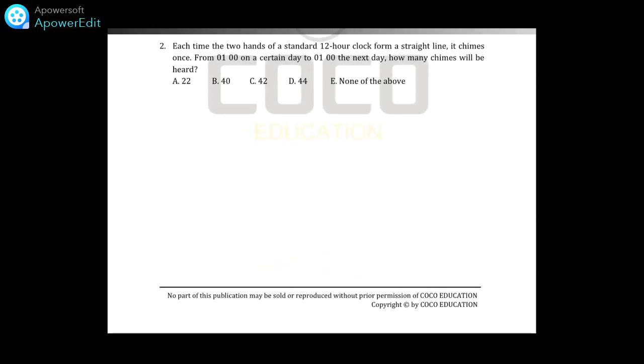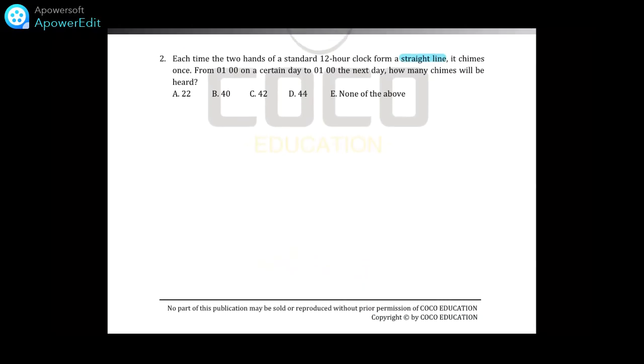Question 2. Now, when the hour hand and the minute hand form a straight line, there are two cases. It can be 0 degrees, where they overlap with each other, or it can be 180 degrees. Right, let's check the 0 degree first. This is when they overlap with each other. So the first time is after 1 o'clock. So I'll just write 1 plus.